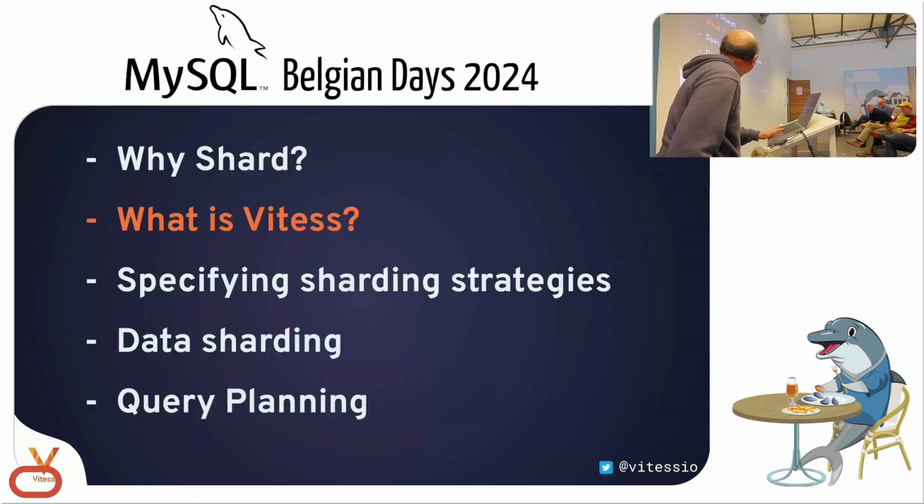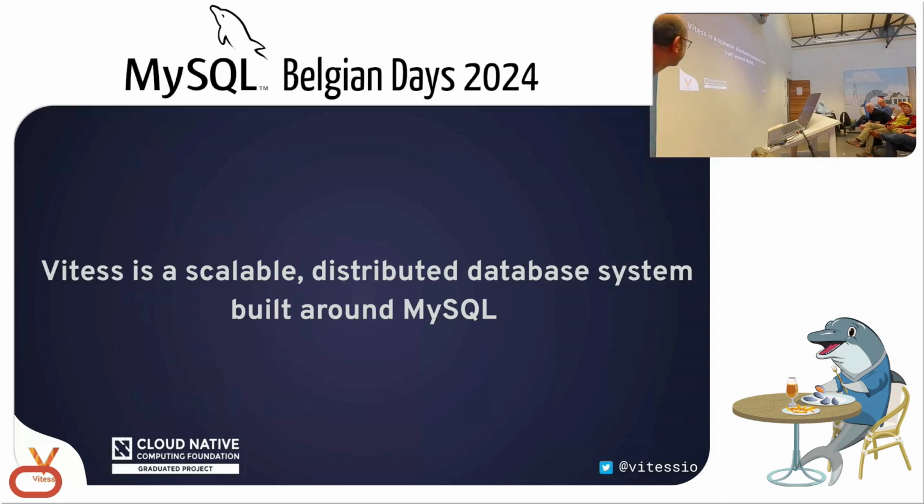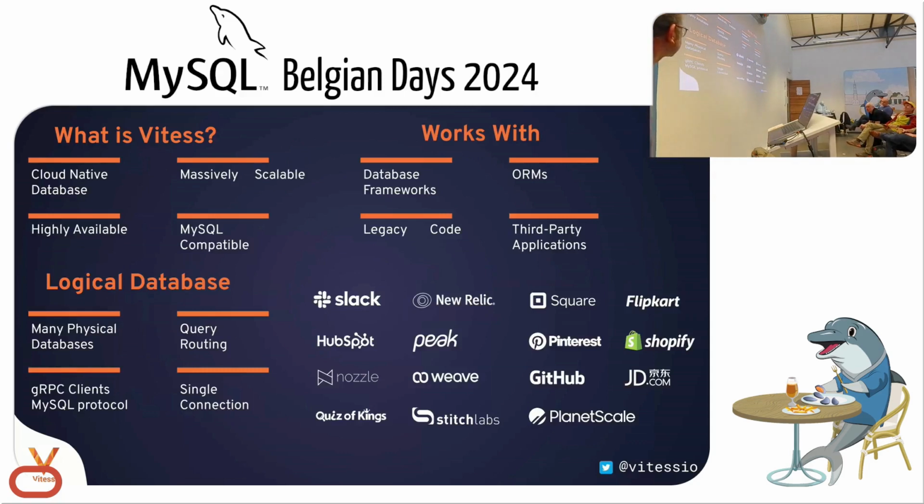So let's quickly look at the Vitess architecture. Vitess is a CNCF graduated project. The "scalable" in this definition comes from horizontal sharding. Some key points about Vitess: it's cloud native in the sense that it's built with services which can be containerized, so it works very well in the K8s environment.